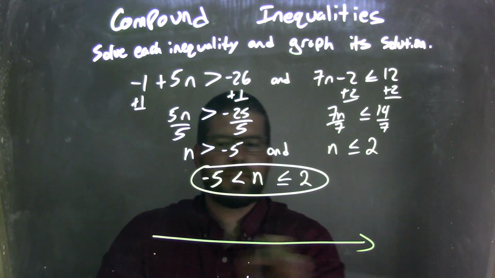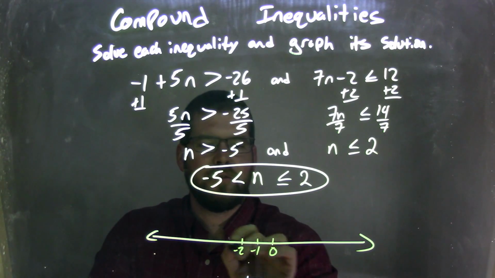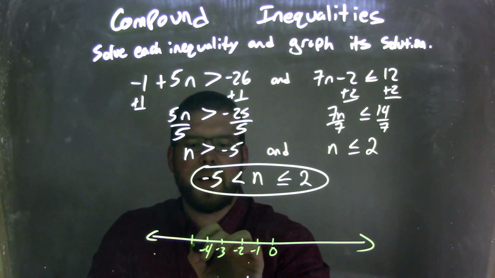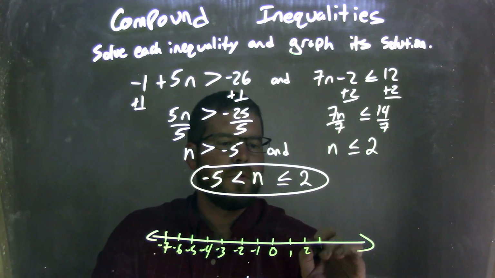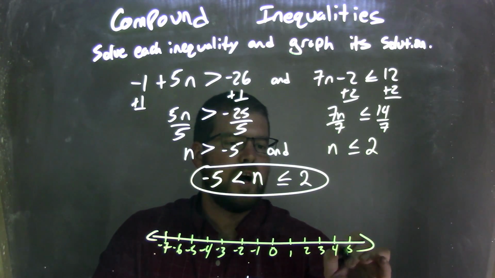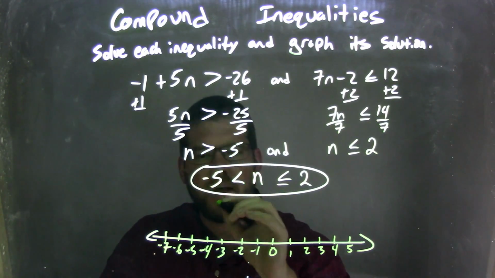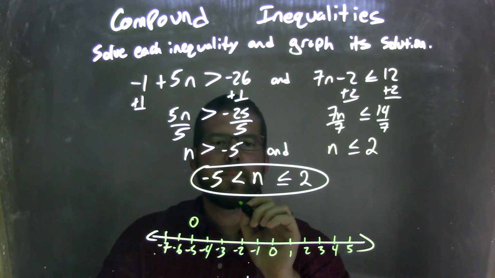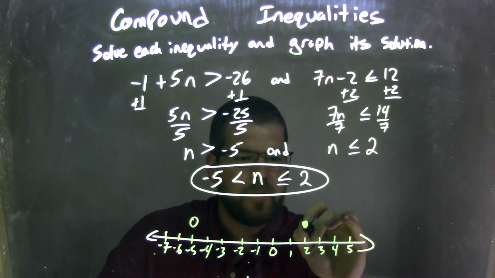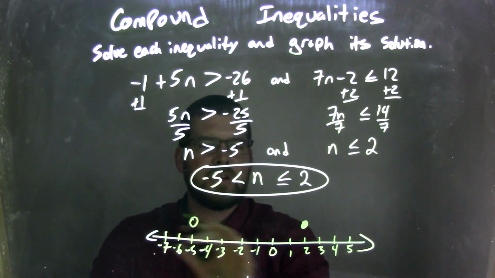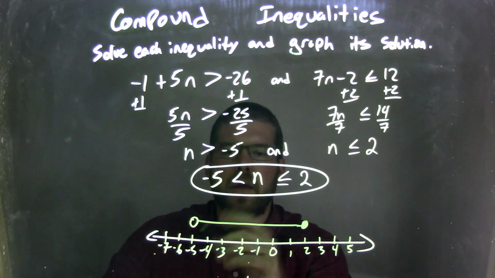I can graph that. Okay, so let's go 0, -1, -2, -3, -4, -5, -6, -7, and then 1, 2, 3, 4, 5. Okay, well, -5 is less than n. It's not equal to n, but it's less than n. So we're going to put an open circle there. All right, and then at 2, we said it can equal to, so I'm going to put a closed circle there. And then n exists between those two. So I'll put my bar or my line that goes between them right there. And there we have it.